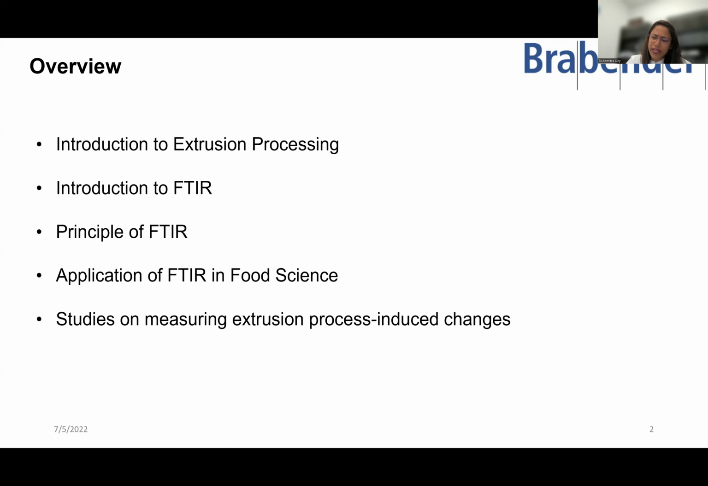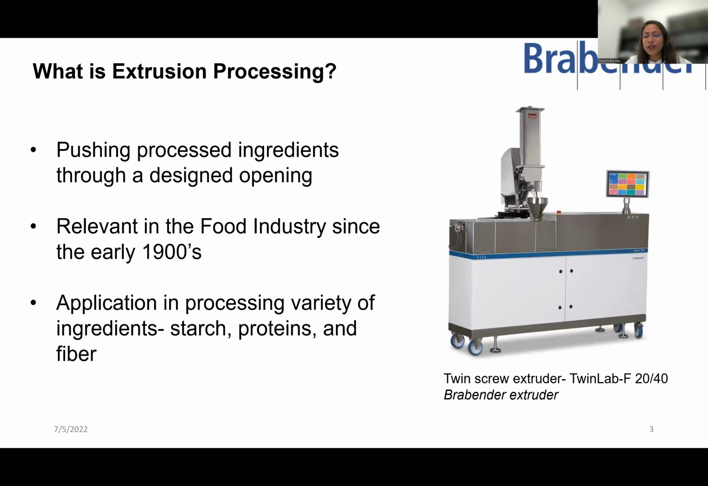So to begin with, what extrusion processing is. The picture that you see on the slide is the twin screw extruder called the Twin Lab F. This is manufactured by Brabender, the company where I work. And now moving on to what extrusion processing is.